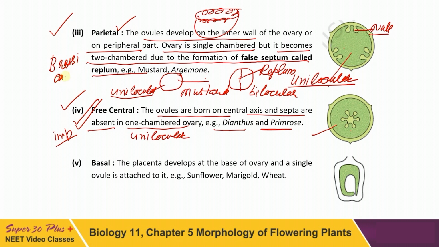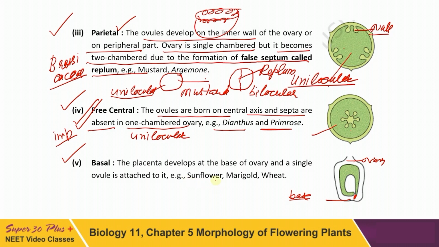It is found in family, yes. Is it right? Come to the next now, that is basal. The placenta develops at the base. This is the ovary, and here this is the base of the ovary. At the base of the ovary, the ovule is found attached here.